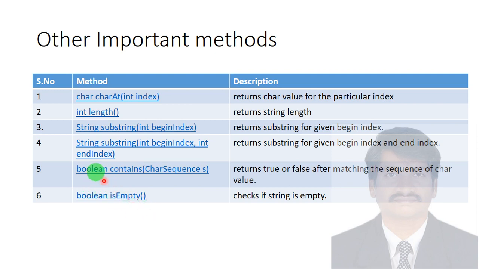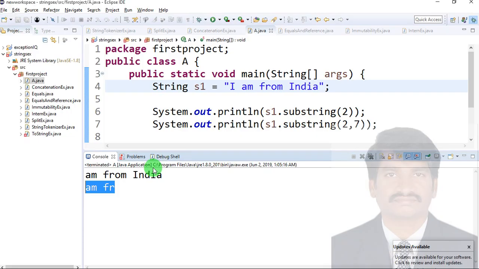What are all the other methods? Contains, char sequence. Guys, this method will be like so. When you provide the characters, it will check whether they are present here or not. If present, it will return true. If not present, it will return false. Let me show you guys.